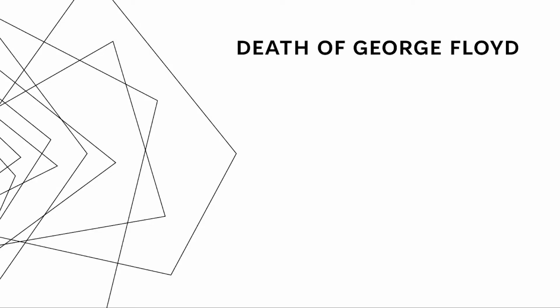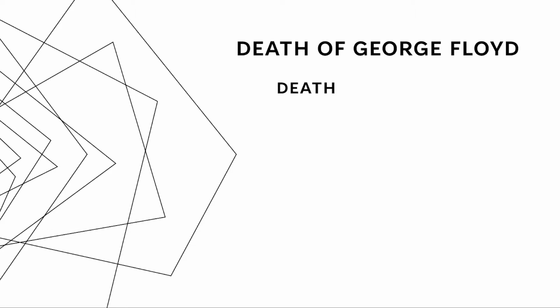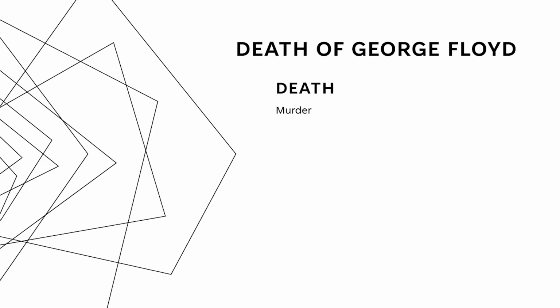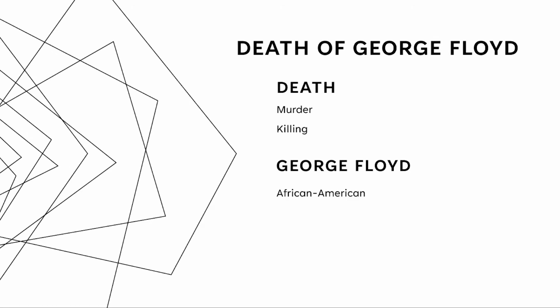When we say death in this sense, we mean a specific type of death. We're not talking about people passing away due to natural causes or health-related issues. In this case, we can describe the type of death that we're talking about with terms like murder or killing. And in this case, we are talking about a specific population that is affected by this type of death. We can use many different terms to describe this population. For example, one might use the term African American or African American men.